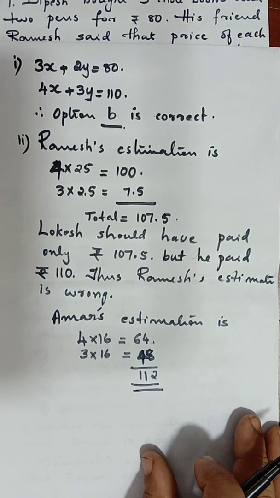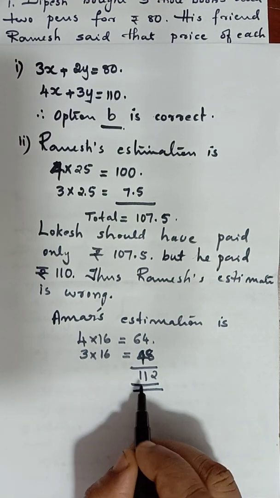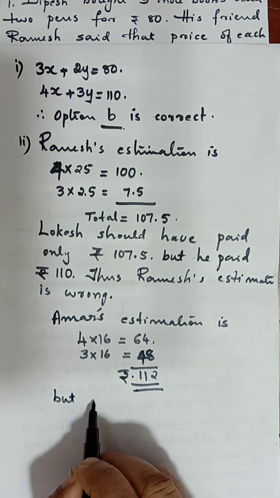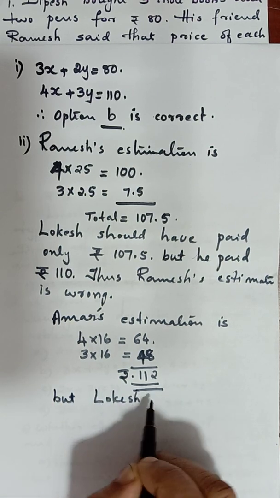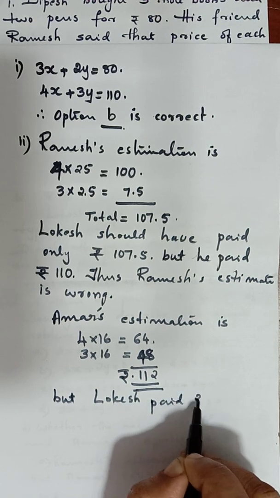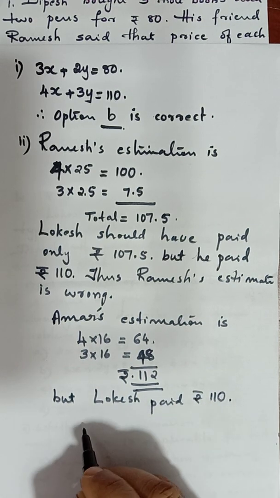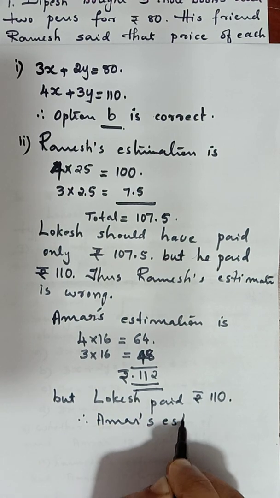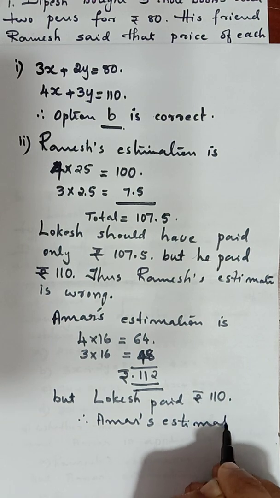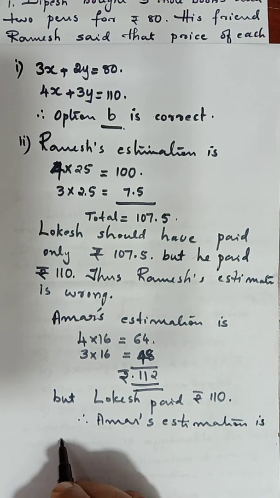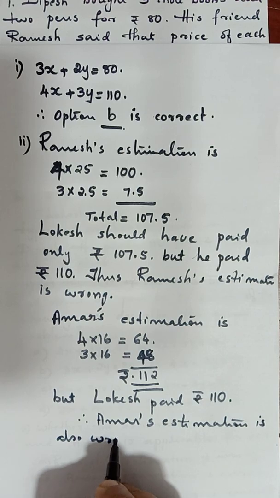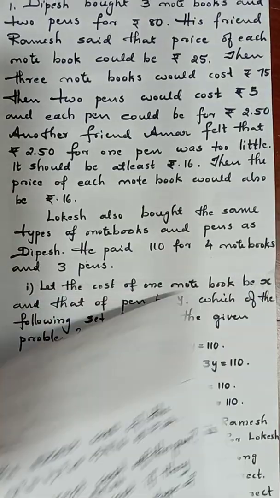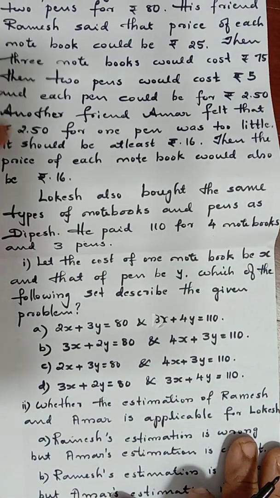That is what here we have to write. According to Amar's estimation, it is rupees 112. Here you have to say, but Lokesh paid rupees 110. Therefore, Amar's estimation is also wrong. So where do we find that answer? Amar's estimation as well as Ramesh's estimation is wrong. Let us see that option. Question number 2.